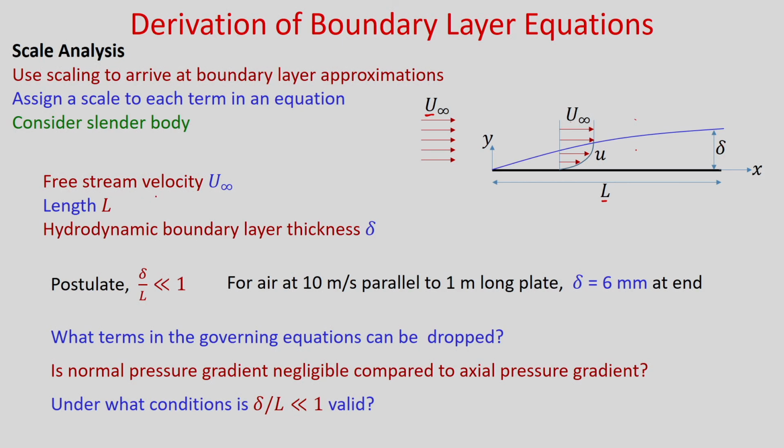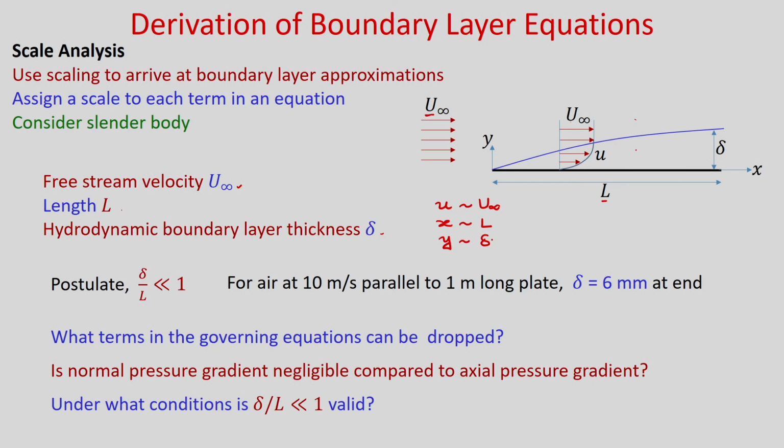So, let us assign the scale of each term. Let us say that we will consider free stream velocity u infinity and length L, and hydrodynamic boundary layer thickness is delta. So, obviously you can see that we will assign the scale of velocity u as order of u infinity, okay. And for the x we will assign the scale of L, and for y we will assign the scale of delta, which is your boundary layer thickness.